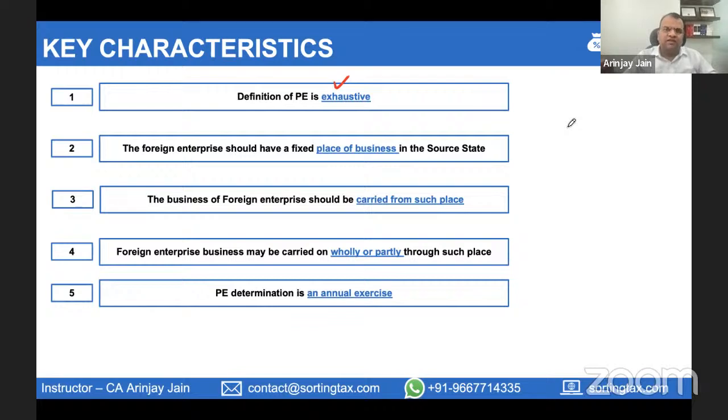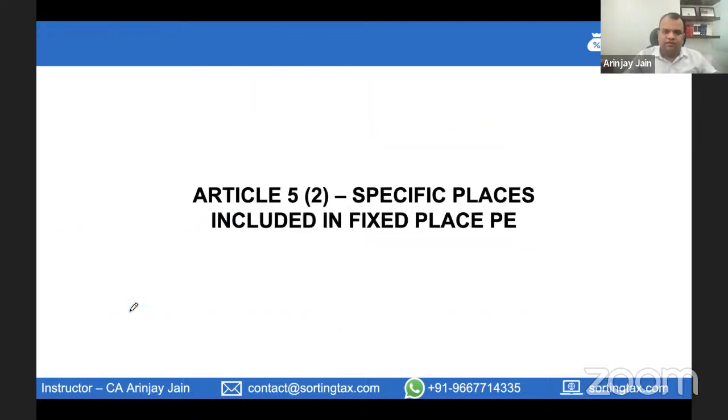Yes, of course, unless there is a change in facts, if one position is satisfied in a particular year, it may not change unless there's a change in fact or law. Law changes are few and seldom. The factual changes are what one needs to watch out for. So PE determination is an annual exercise. If there is a change in law or a change in facts, either of these two can result in reversing the position originally taken.